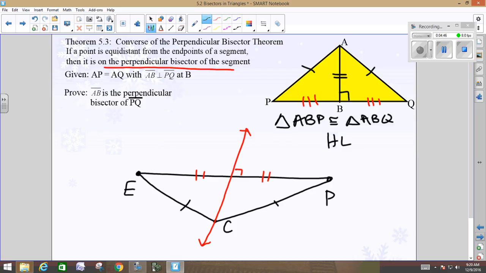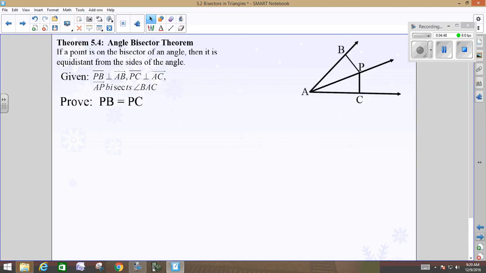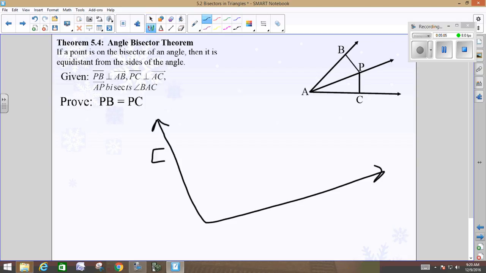Flip it over, and we have bisectors of angles. So theorem 5.4, the angle bisector theorem. If a point is on the bisector of an angle, then it is equidistant from the sides of that angle. Here's angle ECP. And we have an angle bisector. Call it CW. What does it mean to bisect an angle? So then angle ECW would have to be congruent to angle PCW. Right? That's my angle bisector there.